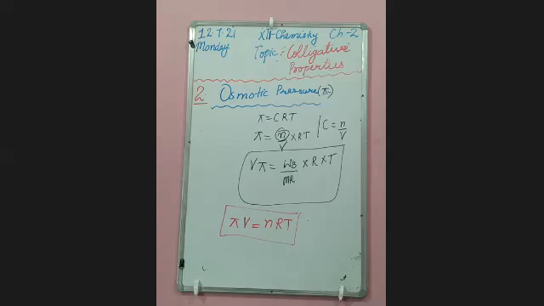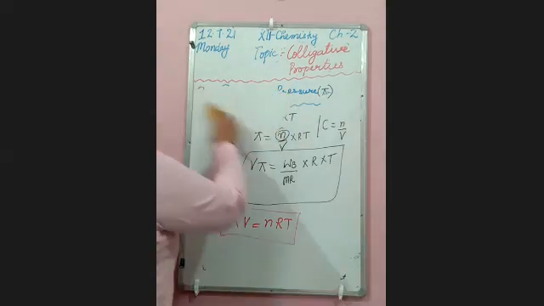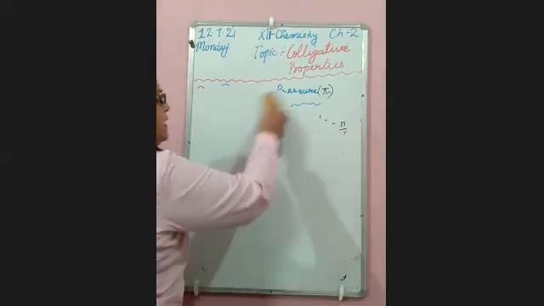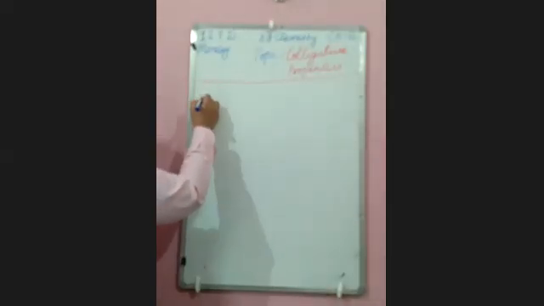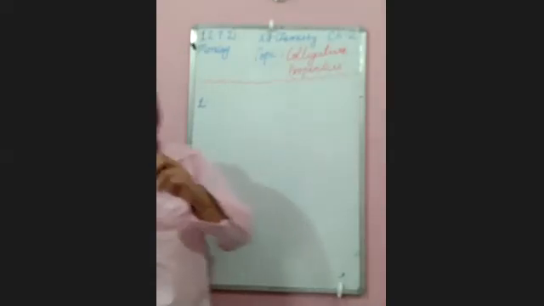Okay, dear. Take out your notebooks and write down one question of NCERT. It is a simple question. In today's lecture, we have discussed two colligative properties, relative lowering of vapor pressure and osmotic pressure.